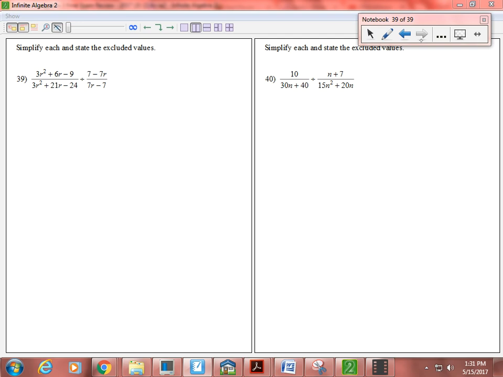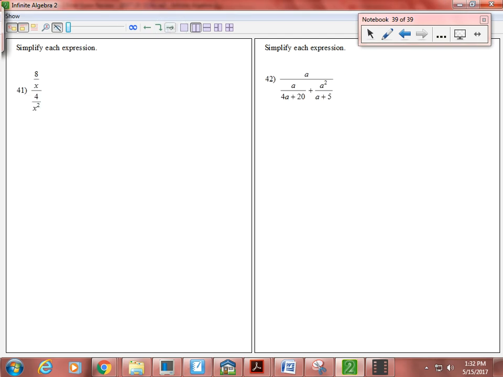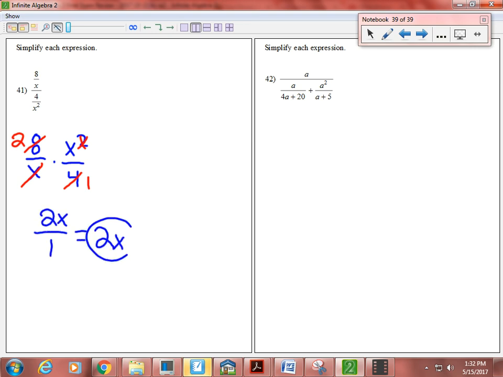Okay, number 41. You're going to just take this and rewrite this. So the 8 over x is going to stay, but I'm going to flip and multiply by the reciprocal. Okay, so then look up, down, diagonal at this. I know that 4 goes into 8 2 times, and I have 2 x's here and 1 there, so I can get rid of those. So what that's going to leave me for my answer is 2x over 1, which is just 2x.